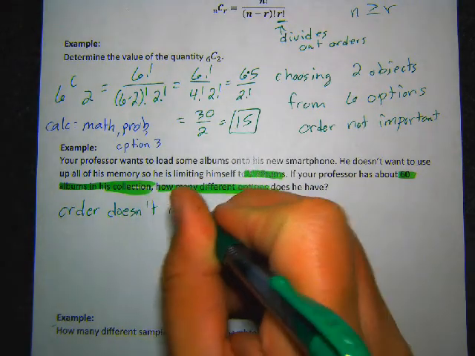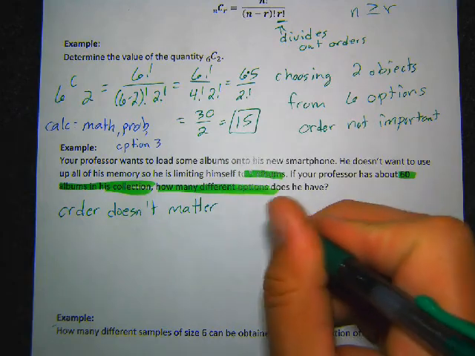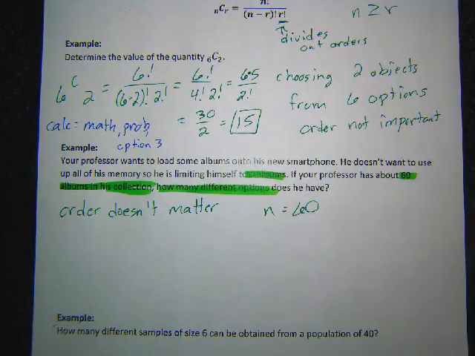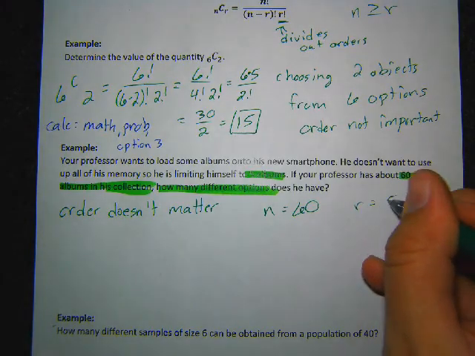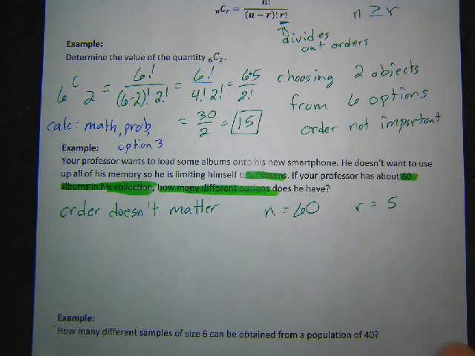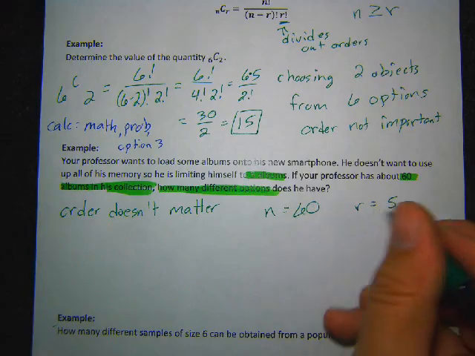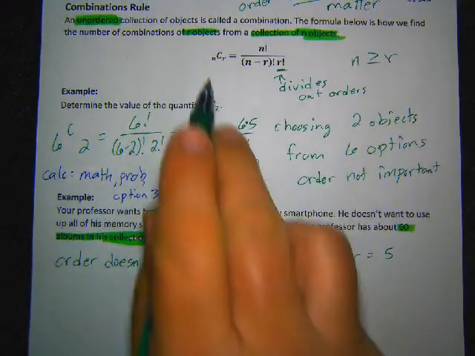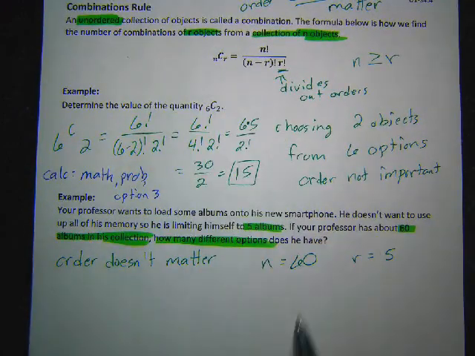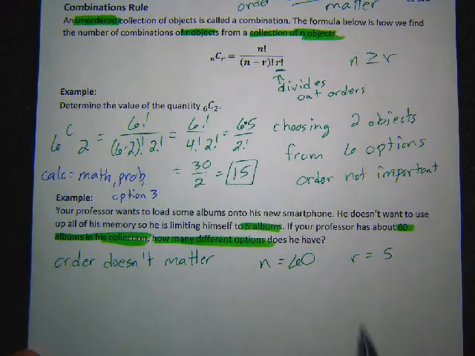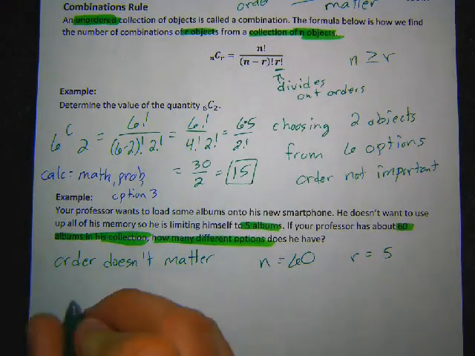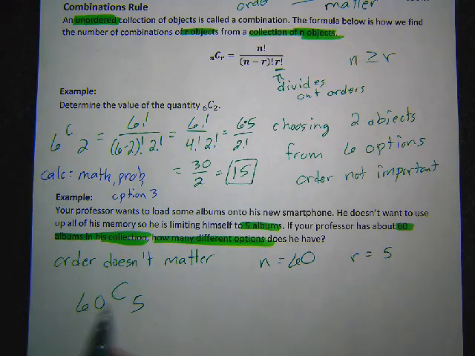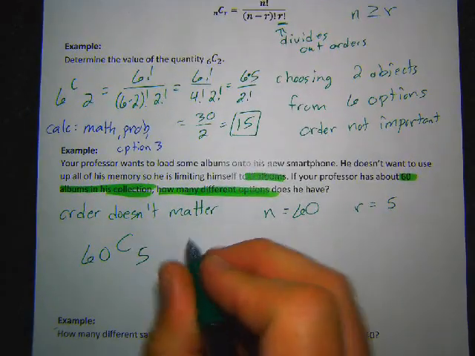So order doesn't matter, and I'm choosing out of 60 albums. I have 60 CDs I can pick from, but I'm only choosing 5 of them. That's the difference. That's how many I can actually choose. Remember, n should always be bigger than r. So when you're using nCr or nPr, n should always be bigger than r. The first number is always the bigger number. So I'm going to do 60 C 5, because I have 60 and I'm going to pick 5, and that'll give me the answer.